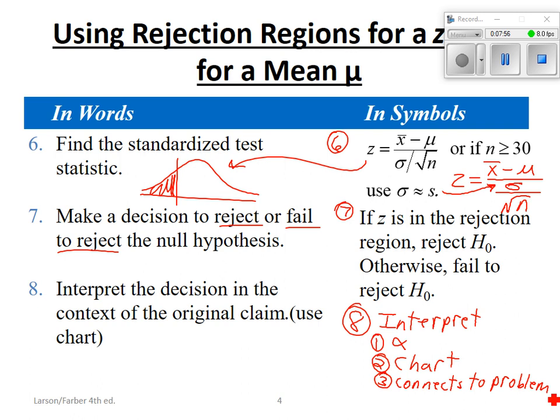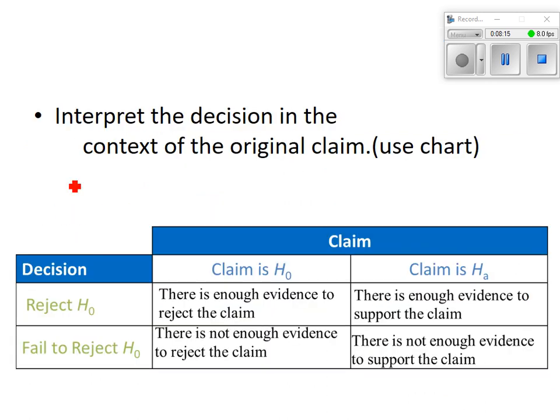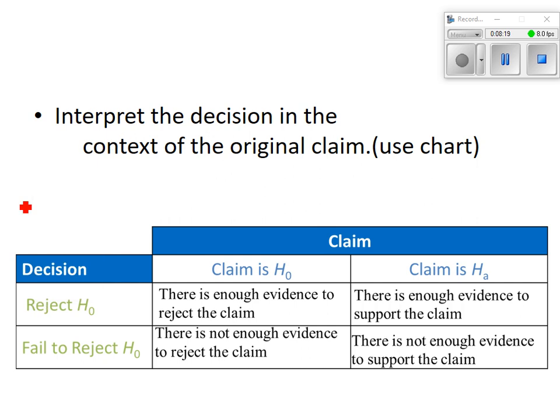And everything else for the rest of the chapter, this is section 2. Section 3, Section 4, Section 5, basically the same thing, just changed a little bit here and there, but basically the same steps over and over and over again. We just talked about that and interpret the decision.